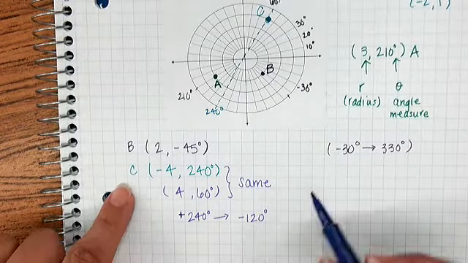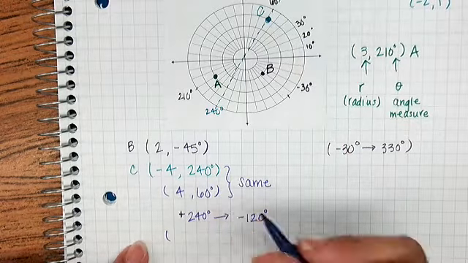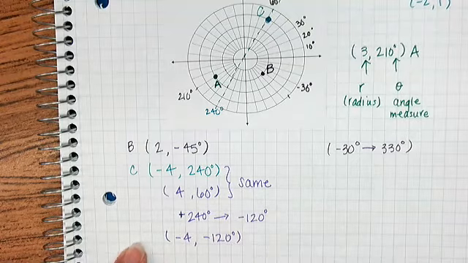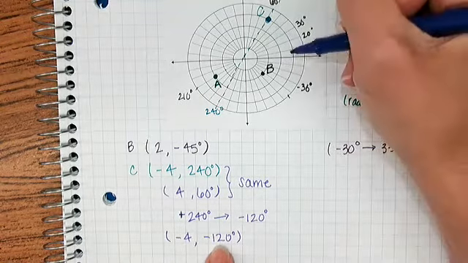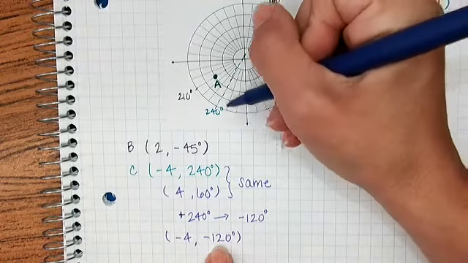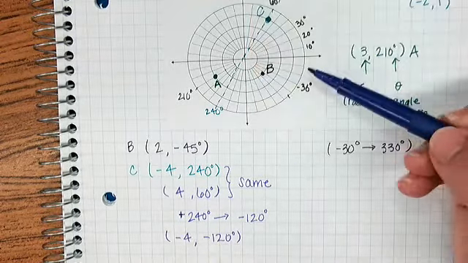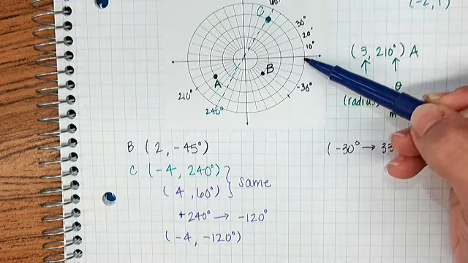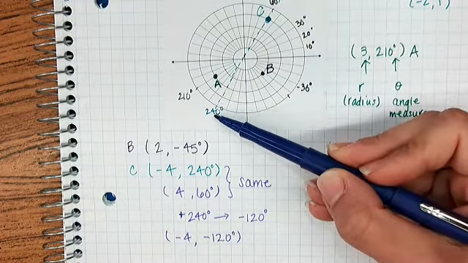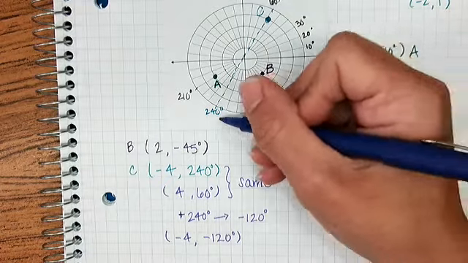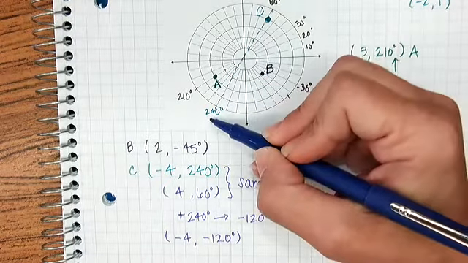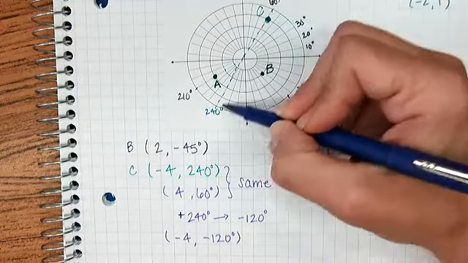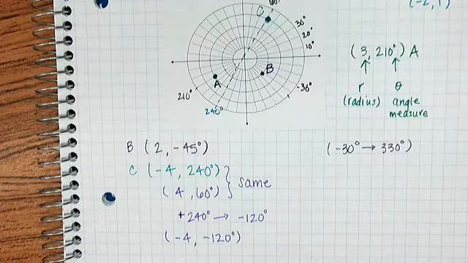So I could say that point C is the same as negative 4, negative 120. Find the angle. Negative 120 ends up being at the same place as positive 240. Start at the x-axis. Negative 120 takes you through the same place as 240. So if I find negative 120, which is on this ray, and I go 4 radii in the opposite direction, same place.